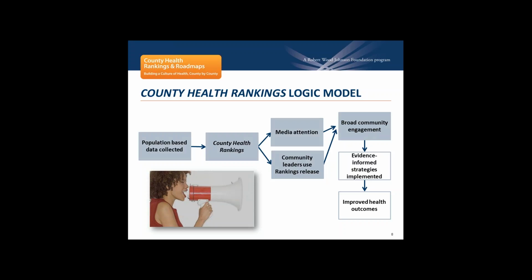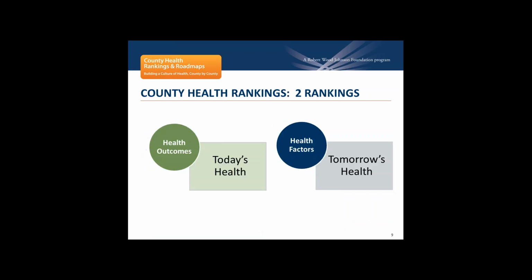The County Health Rankings show us that where we live matters to our health and that a broad range of factors impact how long and how well we live. The vertical portion of our model underpins the roadmaps. The roadmaps offer communities guidance, tools, and resources to move from awareness to action to create healthier places to live, learn, work, and play. So we're going to start with the rankings.